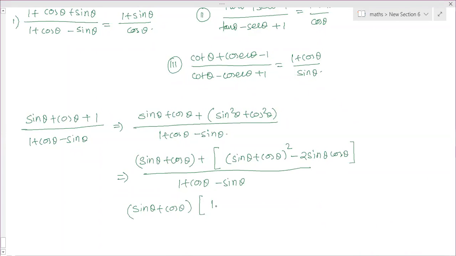What is left in the bracket? 1 plus, what will be left out? 1 plus sin theta plus cos theta left. But here it is a minus sign. Are we able to take sin theta plus cos theta common? There are 3 terms. This is 1 term, this is 2nd term, this is 3rd term. Is it possible to take sin theta plus cos theta common from all 3 terms? No, ma'am. Then what to do? Keep it as is. Then how to solve?